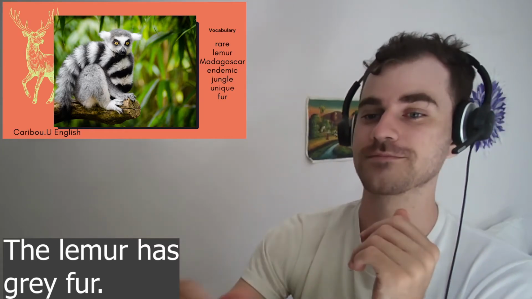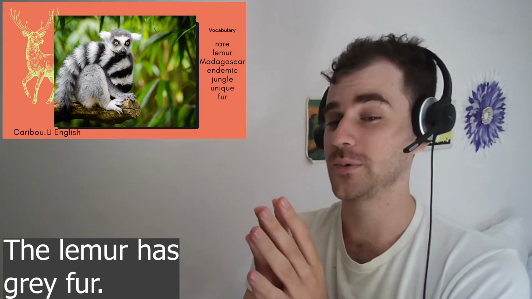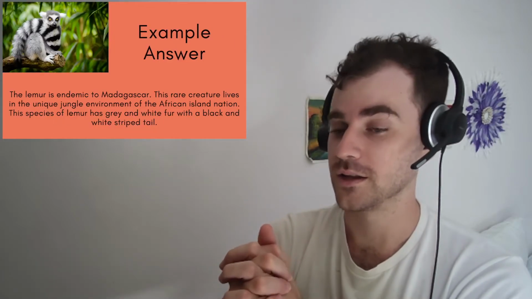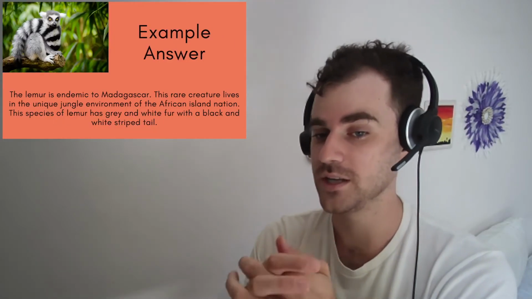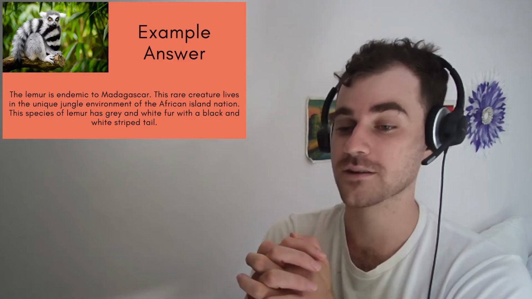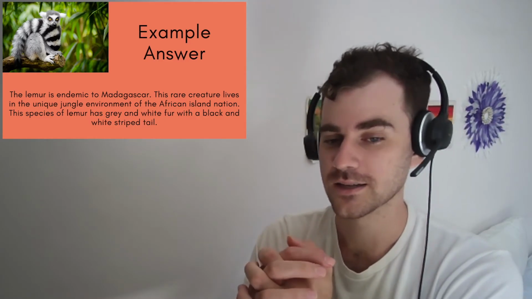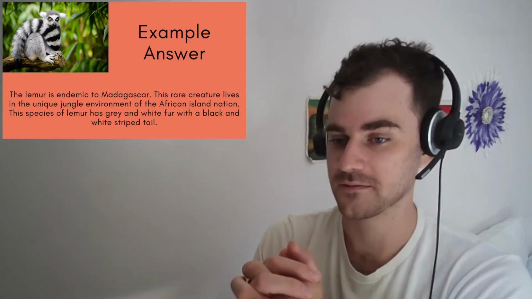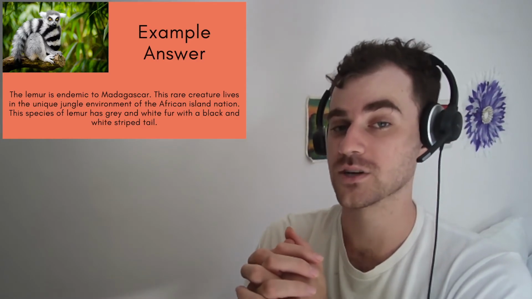Let's see it all together. The lemur is endemic to Madagascar. This rare creature lives in the unique jungle environment of the African island nation. This species of lemur has gray and white fur with a black and white striped tail.